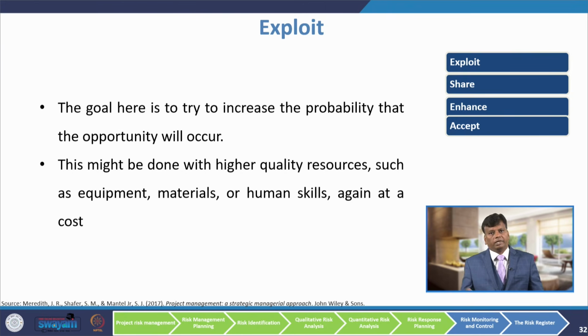Now, the same risk can be an opportunity for you. So, there are 4 ways to tackle a risk when it is an opportunity for you. One is to exploit the risk, because whenever there is more risk, there is more reward. Once you come to know that this risk is an opportunity for you, you have to exploit that risk. The goal here is to increase the probability that the opportunity will occur. This might be done with higher quality resources such as equipment, materials or human skills, again at a cost. So, when you exploit a risk, it will add value to you.